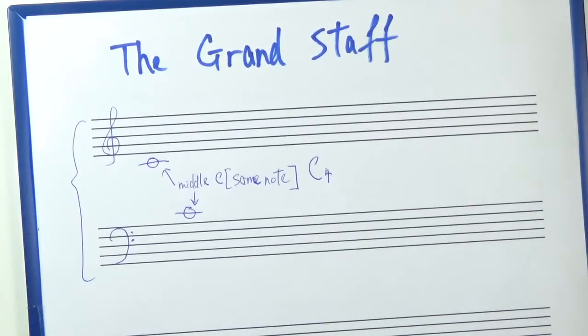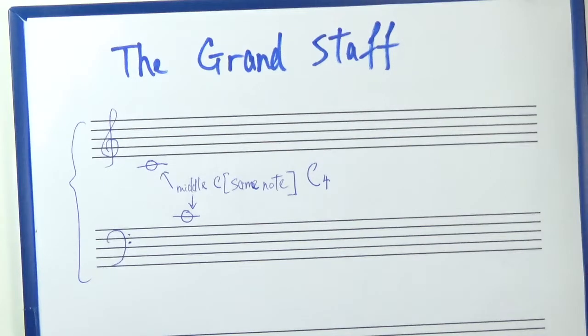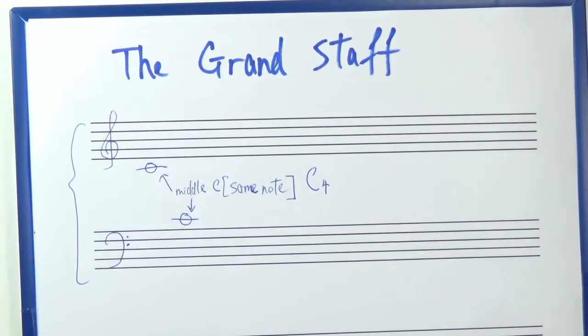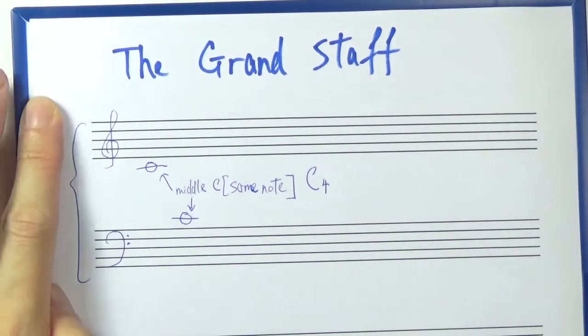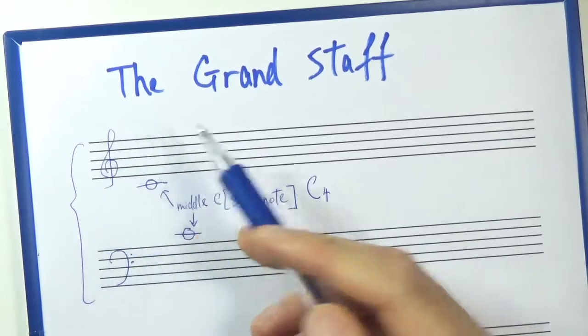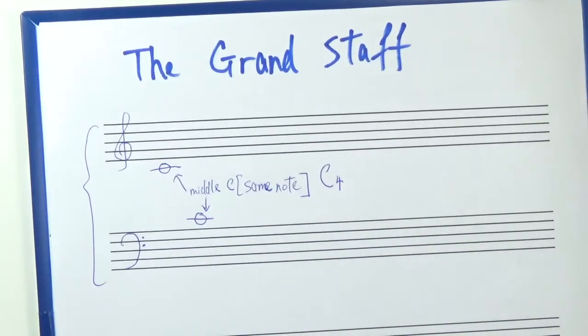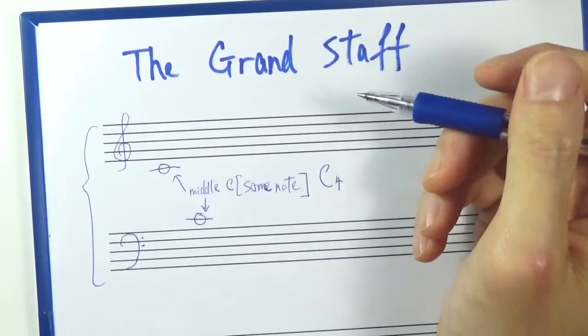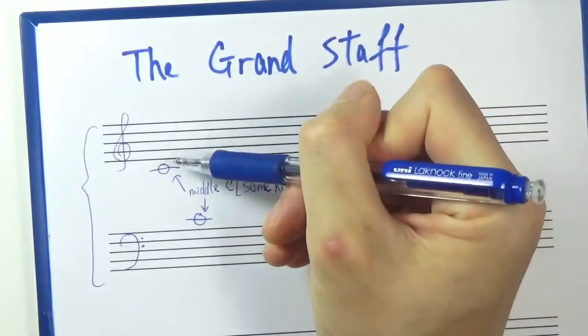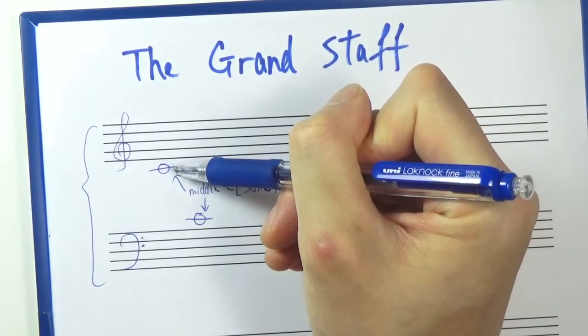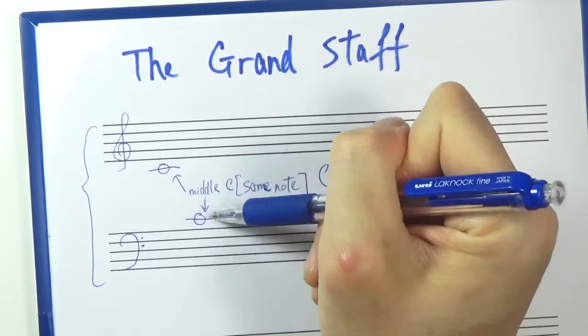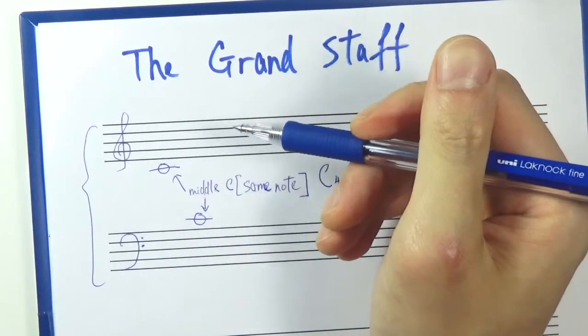So today we'll look at the grand staff, but before watching this video, you should have watched my video on reading the bass clef and also the treble clef. So today we're basically just combining them, and we call this the grand staff, alright? And there's a special note that we want to look at, and it's the middle C here. It's present here and here, and they're really just the same note.